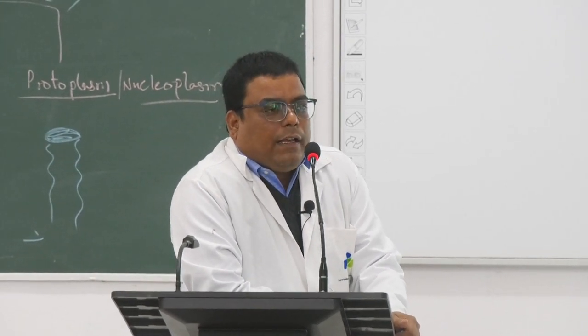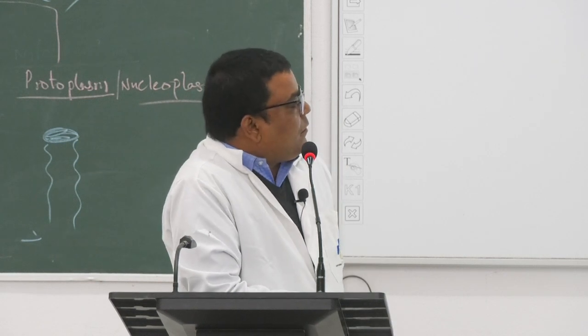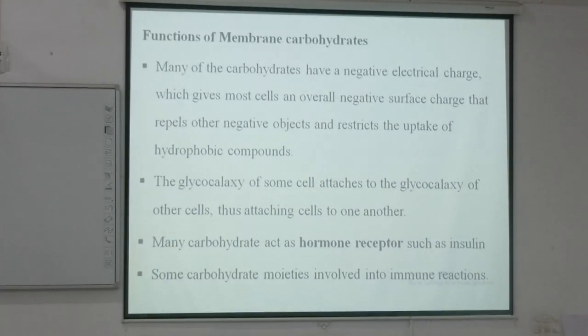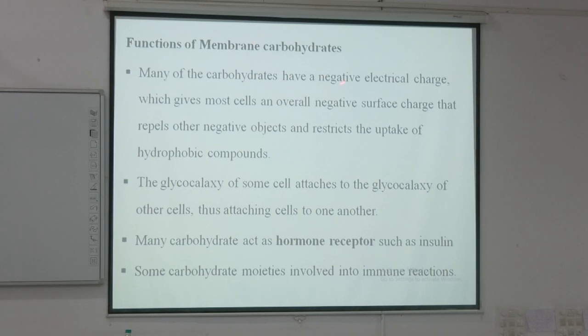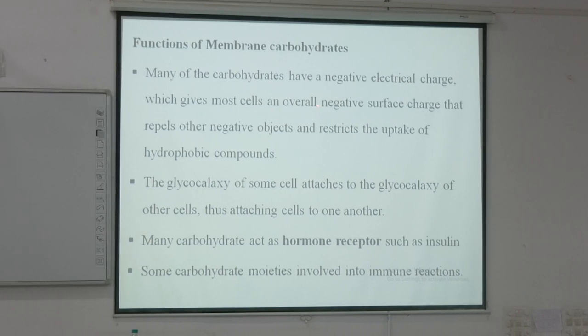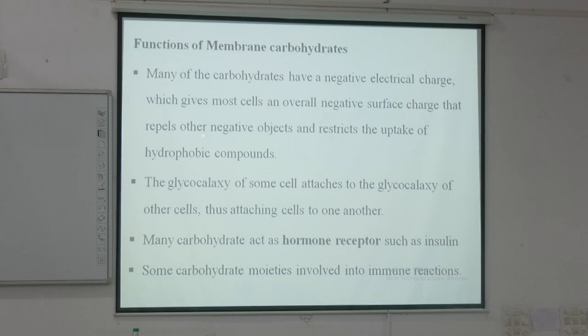It is to be called glycocalyxes. Okay. Now what is the function of this carbohydrate? Many of the carbohydrates have a negative electric charge, which gives most cells an overall negative charge that repels negative objects and restricts the entry of hydrophobic compounds. That means it may be helpful for co-transport of ions and molecules by electrostatic charges, ionic bond interactions. The glycocalyx of one cell attaches to the glycocalyx of another cell, attaching cells to one another.